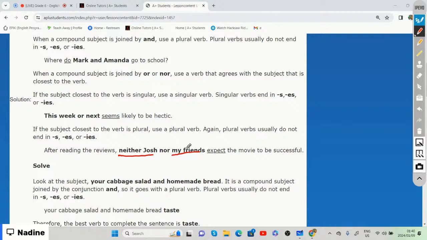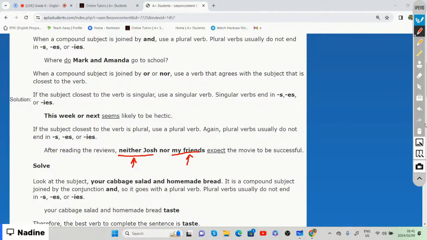And the reason why this is a plural subject, right? It's because they're saying it is neither Josh, which is one person, nor my friends, right? Which means that you're referring to Josh as well as your friends. They expect, which means that this is a plural verb, the movie to be successful.